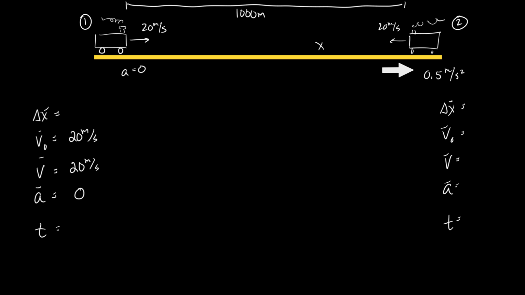All right. Train 2 is going to have a velocity starting at 20 meters per second, but will experience an acceleration of 0.5 meters per second squared. I believe that's the only information I know about train 2.